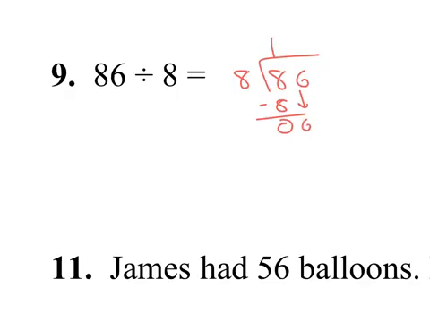So 8 will go into 6 how many times? 8 won't go into 6. So I put a 0. 0 times 8 is 0. Subtract those, I get 6. 6 is smaller than 8, so I'm done. My final answer is 10, remainder 6.